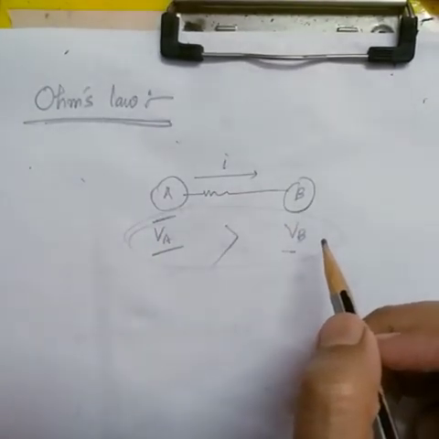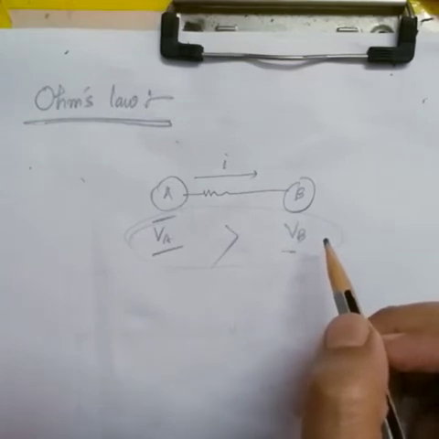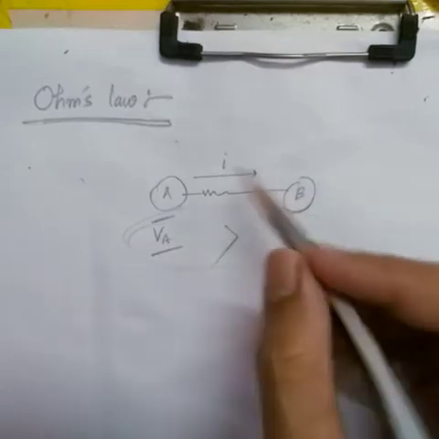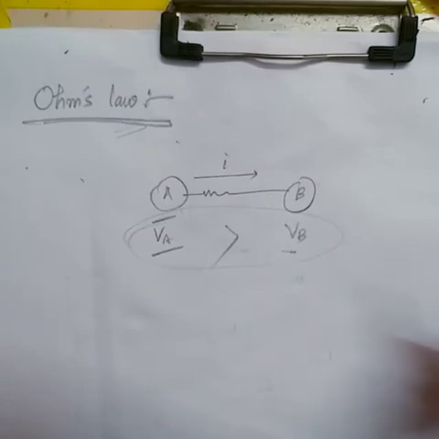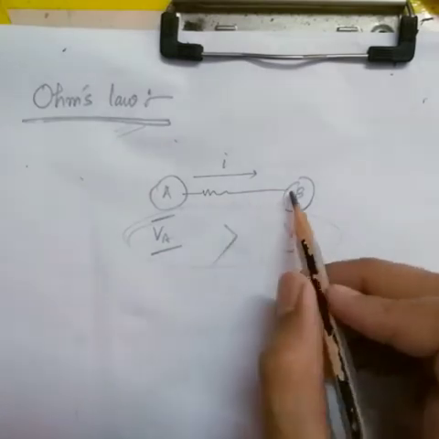But what is the relation exactly? That is still unknown to us, right? But today we are going to learn about it. So Ohm's law is the law from which we can understand what relation really exists between this potential difference and the current flowing between these two things through the conductor.